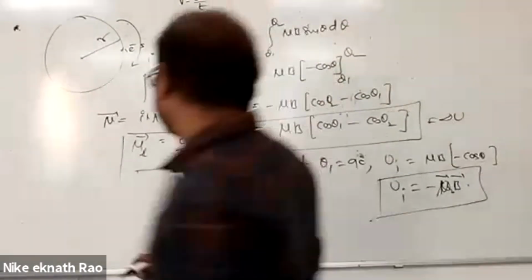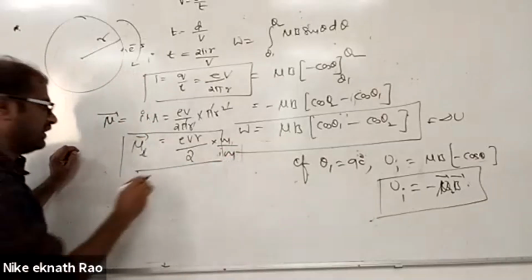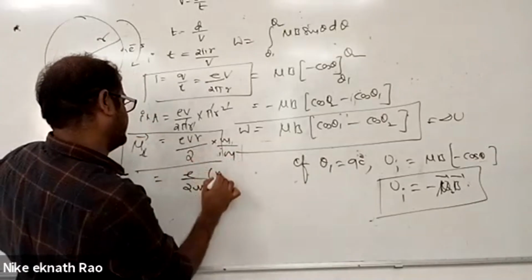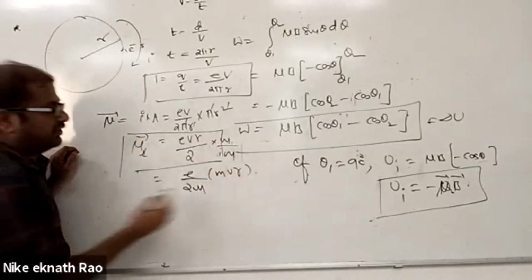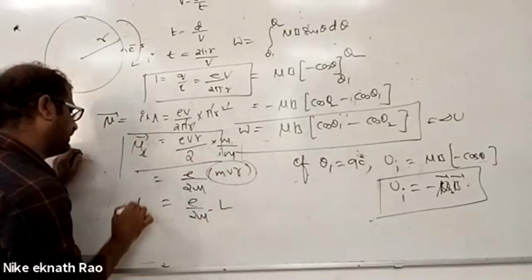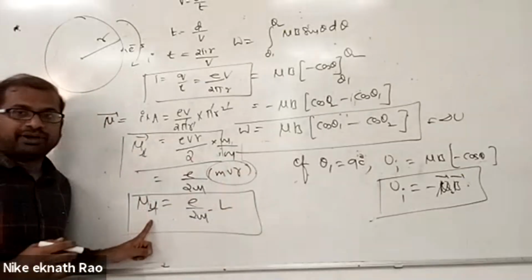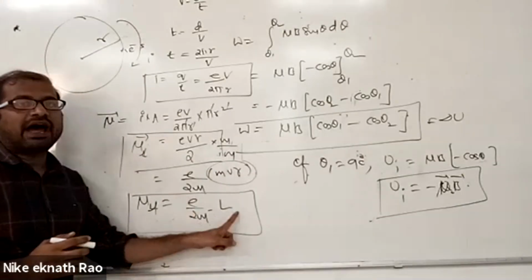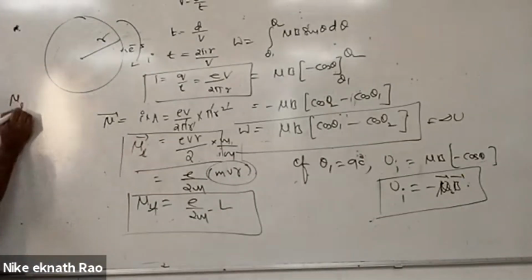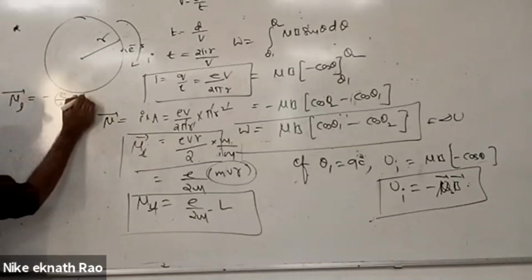Okay, so we can write this by multiplying with m and dividing with m. What we have here becomes e by 2m into mvr. What is mvr? Angular momentum. So e by 2m times the magnitude of angular momentum is equal to the magnitude of the magnetic dipole moment. In vector form, the magnetic dipole moment vector is equal to minus e by 2m into the angular momentum vector.